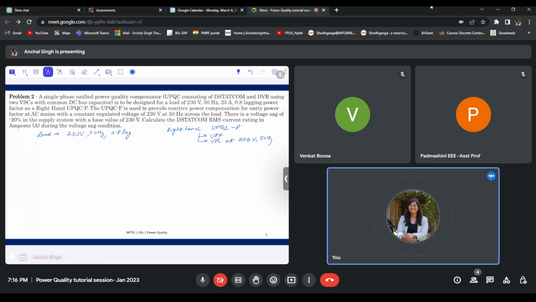We are asked, there is a voltage sag given as minus 20% with respect to the base value of 230 volts. Calculate the D-STATCOM RMS current rating in amperes during the voltage sag condition. Now, initially they were asking about the DVR, now they are asking about the D-STATCOM. So, again, it's a right shunt topology. Again, this will be my DVR, this will be my D-STATCOM, and this is my load.